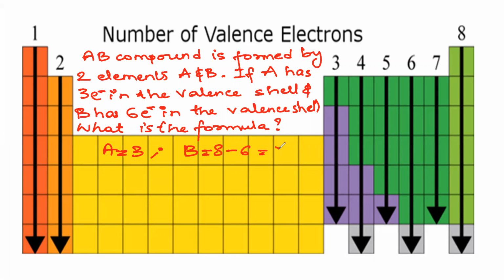So B is equal to 2. So by crisscross method, A3, B2. So the formula of the compound is A3, B2, but in the crisscross method you have to take the writing in reverse. So it is A2, B3. The formula of the compound is A2, B3.